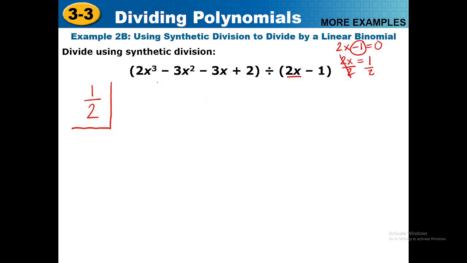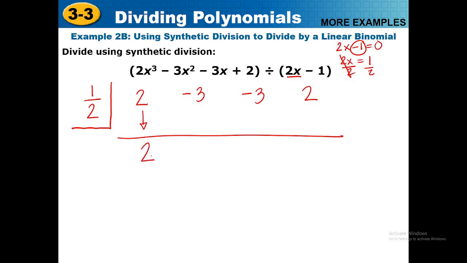Okay? Now, let's write down the coefficients. What are the coefficients here? 2, negative 3, negative 3, and 2. Okay, the same process. You bring down 2. But this time, what I multiply by is a fraction. 1 half times 2 is how much? 1. Okay, 1 half times 2 is 1. You can also do 1 times 2 divided by 2, which is 1.